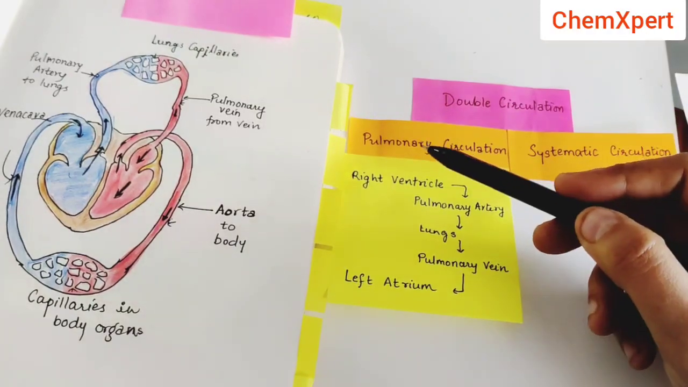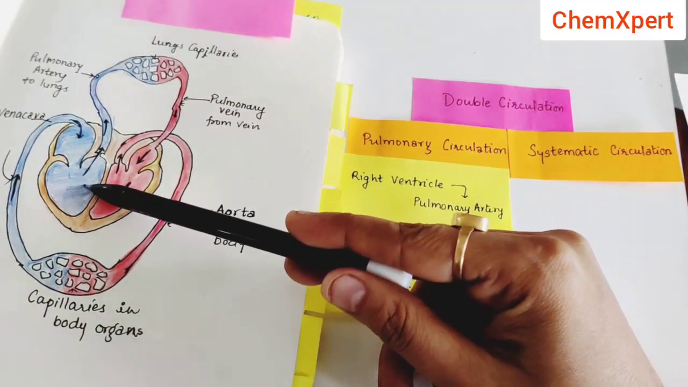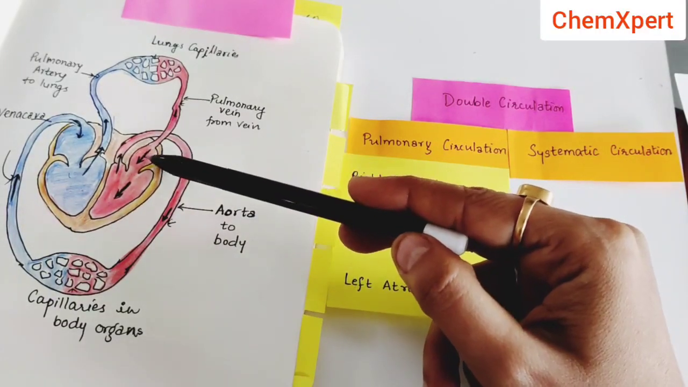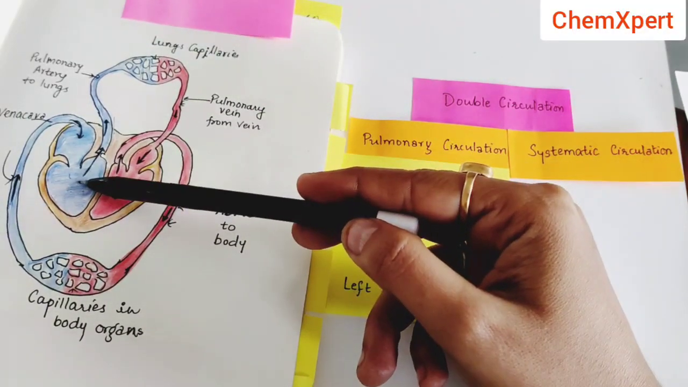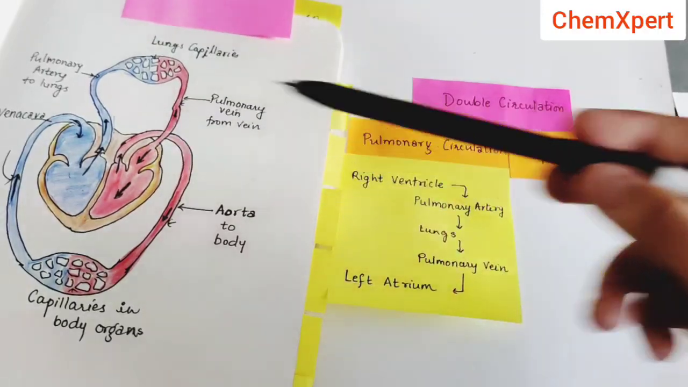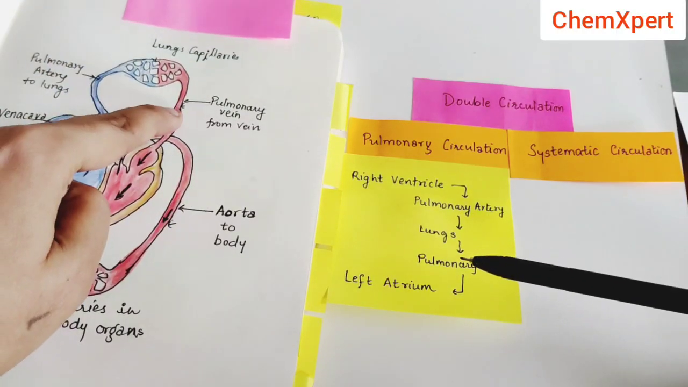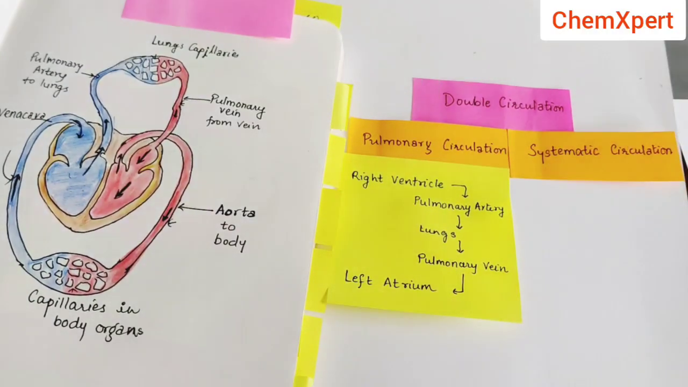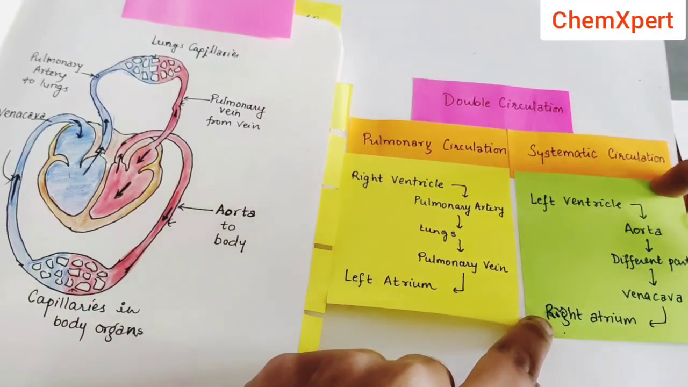So in pulmonary circulation, the blood moves from the right ventricle to the pulmonary artery, to the lungs, the pulmonary vein and the left atrium. The word pulmonary has come, so in pulmonary circulation, where does it come from? From the right ventricle, and where does it go? Into the left atrium. This includes the pulmonary circulation, that is from the right ventricle to the pulmonary artery, to the lungs, to the pulmonary vein and then to the left atrium. This includes pulmonary circulation.